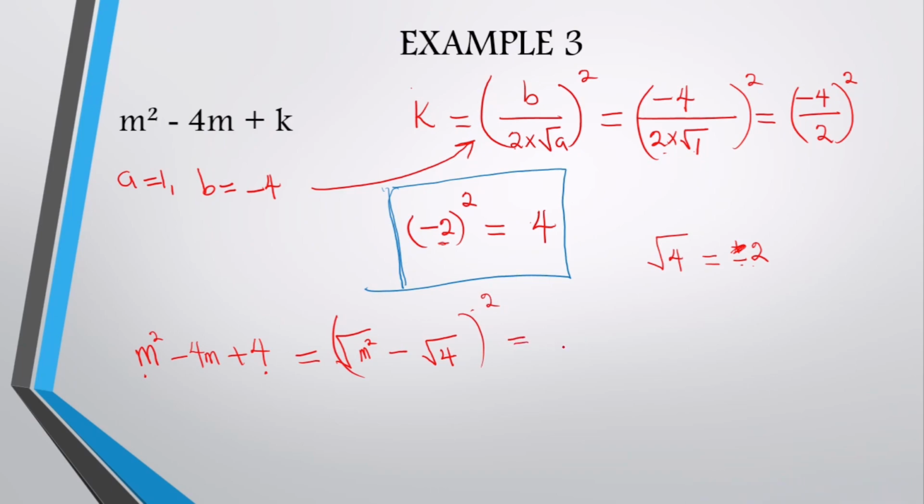So the square root of m squared is m, the square root of 4 is 2. So all of it squared. You can pause the video and try to expand this. If you expand this one, you're going to get back to this question, and that will be our perfect square. We're still going to need this knowledge later when you are completing the square using an equation, but right now this is our answer, the value of k.